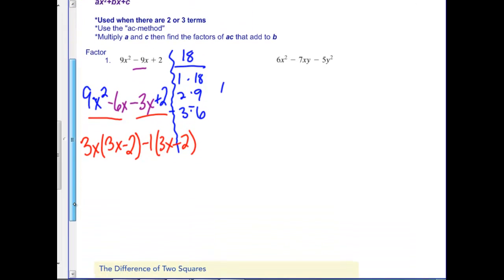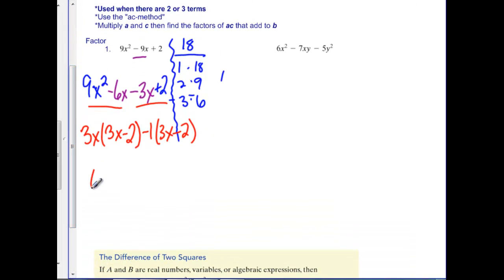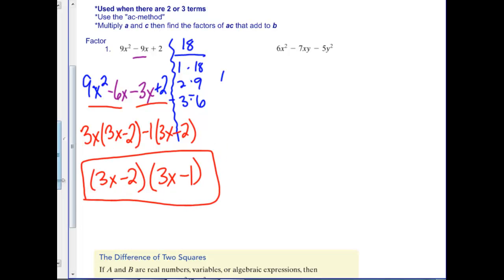So now we have matching 3x minus 2's. And then the stuff left, exactly. Just the 3x minus 1. That okay?